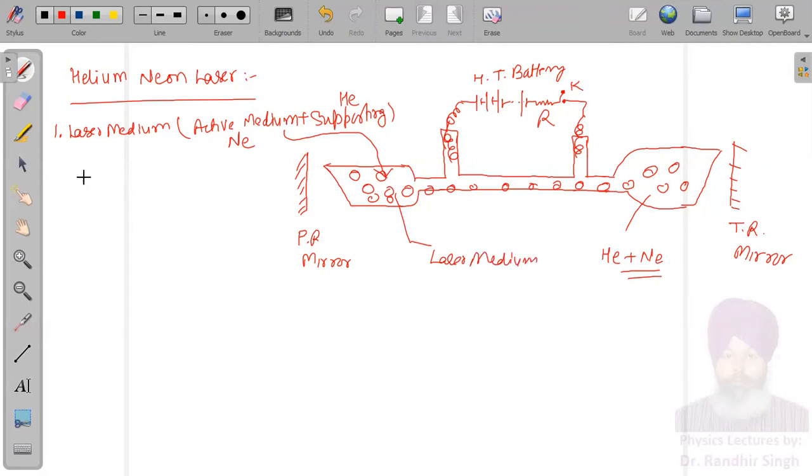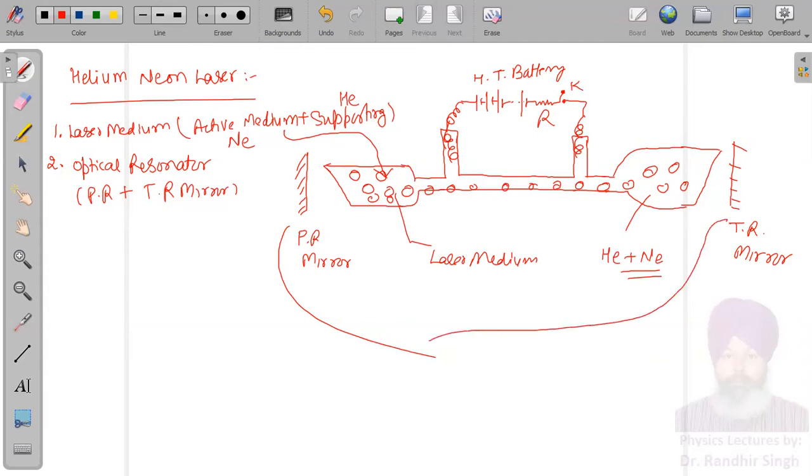Okay, then the second is the optical resonator. It contains one partially reflecting mirror and one totally reflecting mirror. These two mirrors combined form the optical resonator. And the third component of the laser is the pump. Here in this case we have an electric discharge pump.